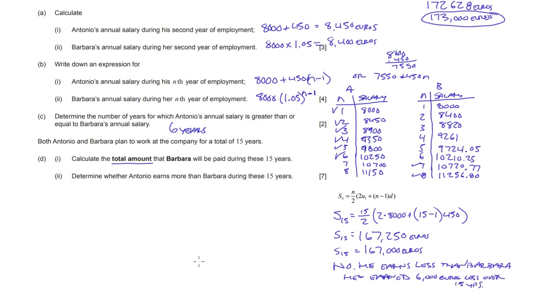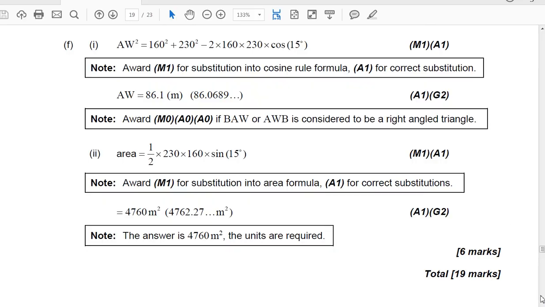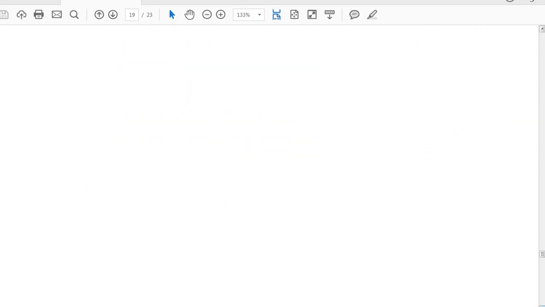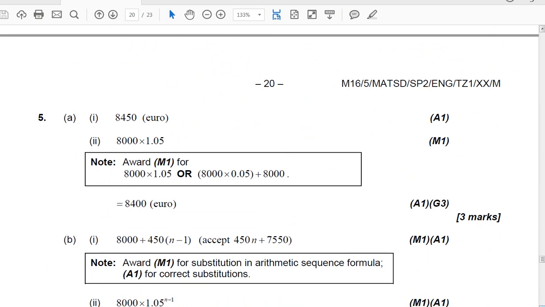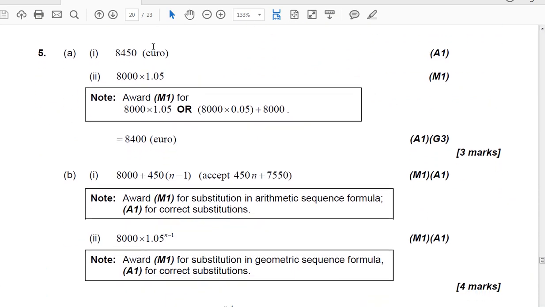Okay, let's check our mark scheme to see how we did on this one. Okay, first one, 8450 euro. We got that one. 8,000 times 1.05 was 8,400 euro. So it says award M1 for your method: 8,000 times 1.05 or 8,000 times 0.05 plus 8,000. We did this one, so they want to see that, which we showed on there. So that's good.